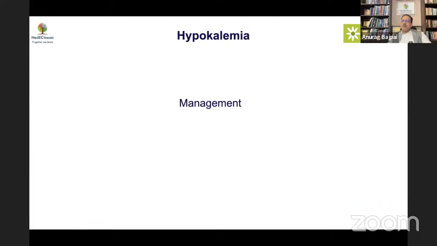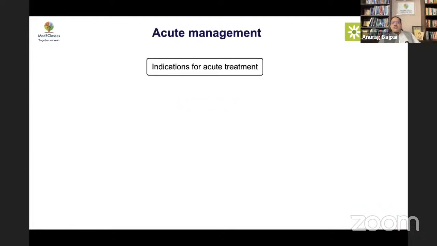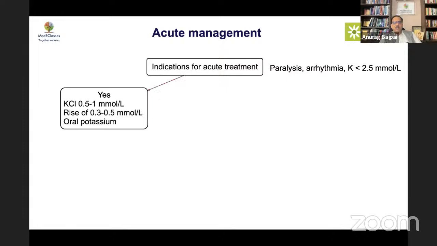Now, what about management? Management of hypokalemia is not challenging. Acute treatment is indicated only if you have paralysis, arrhythmia, or significant hypokalemia below 2.5. In that scenario, you can use potassium chloride, 0.5 to 1 millimoles per liter. Aim to rise only by 0.3 to 0.5, so you don't want to increase it very rapidly. If possible, go for an oral correction.